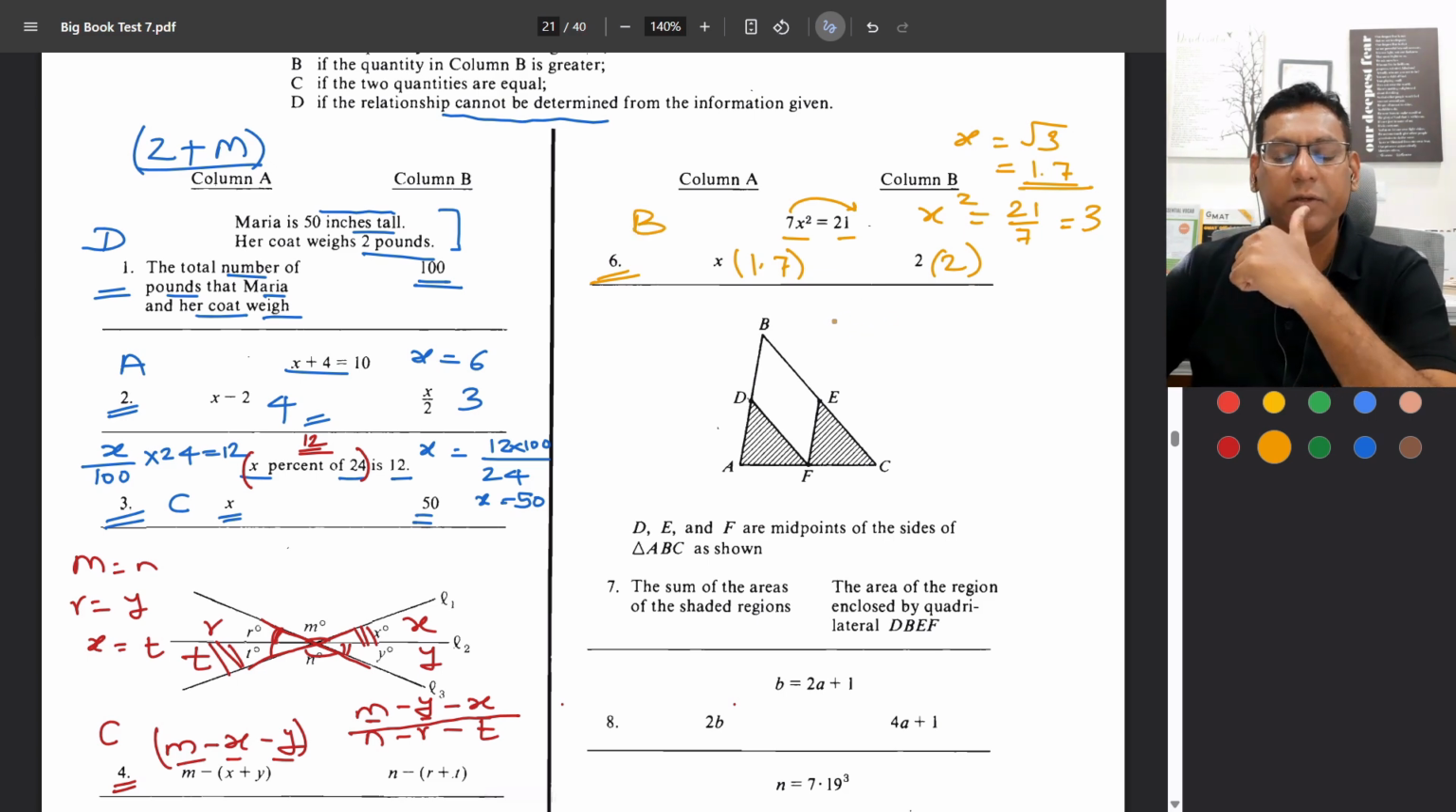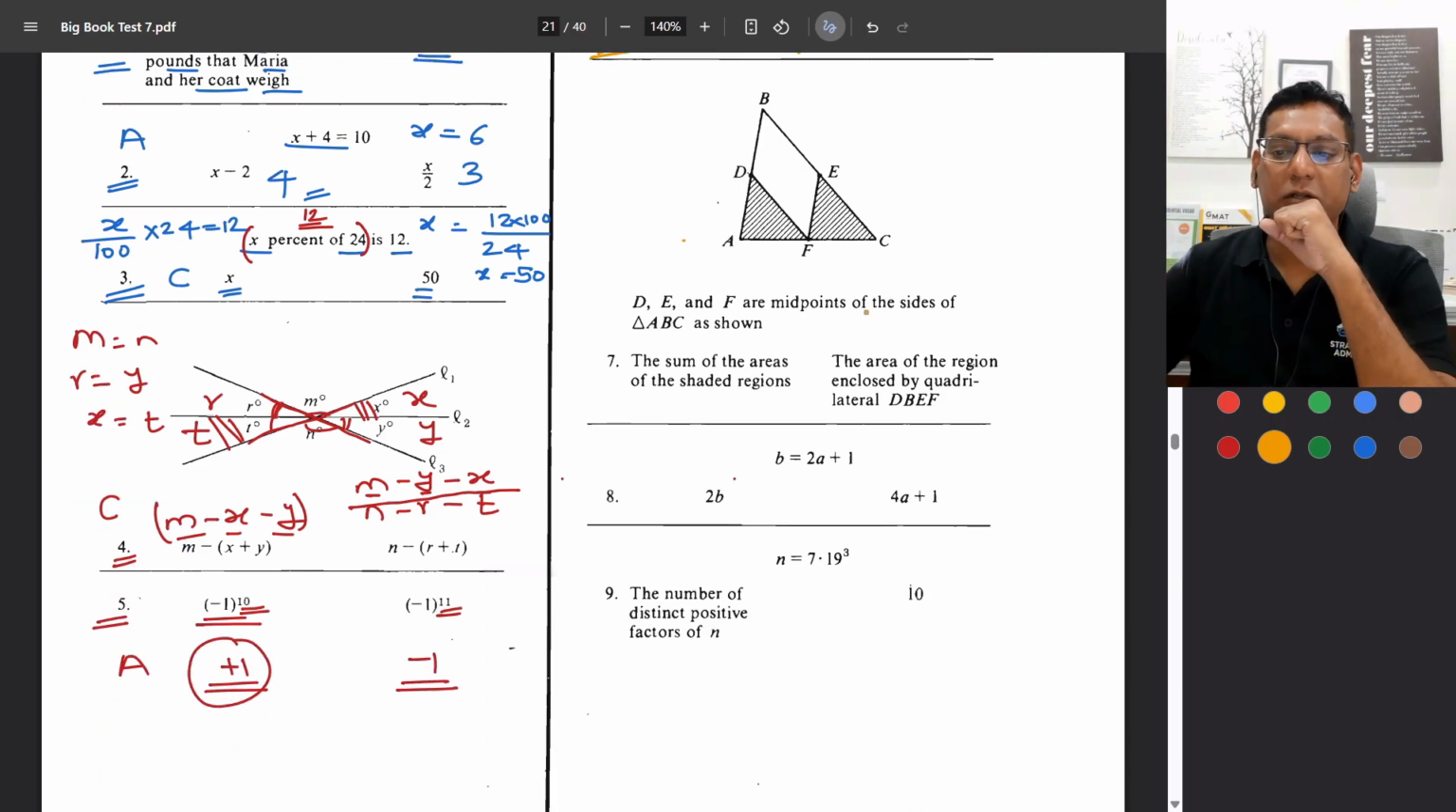Okay, is there any other way you could have done it? I don't think so. This is pretty straightforward. I don't think there is any simpler logic here. Okay, all right, so D, E, F are midpoints of the sides of triangle ABC. Okay, so A, B, C. All right, so these are all midpoints.